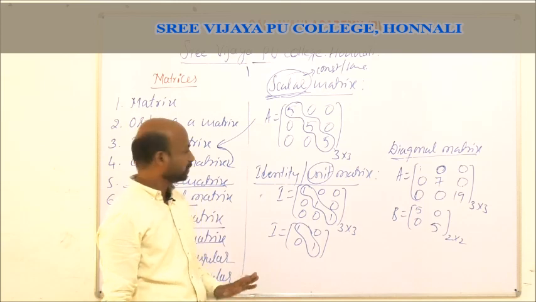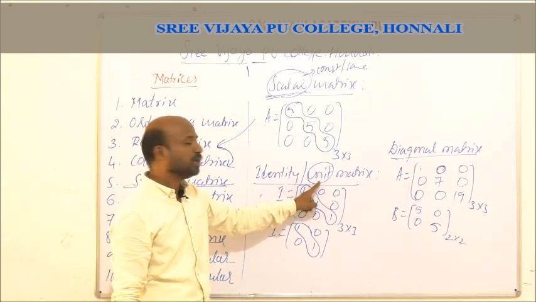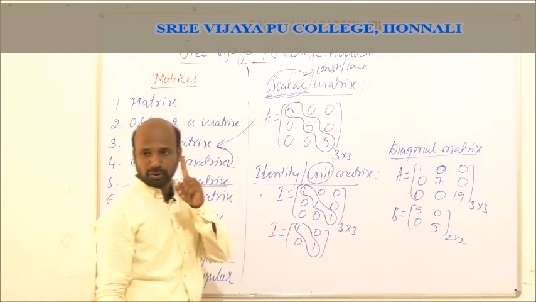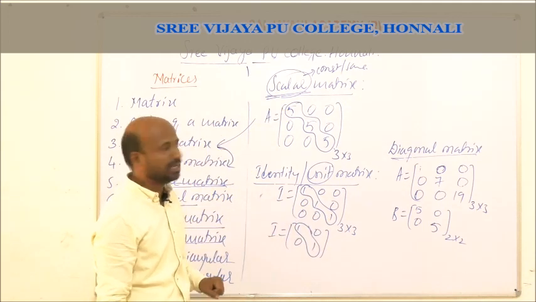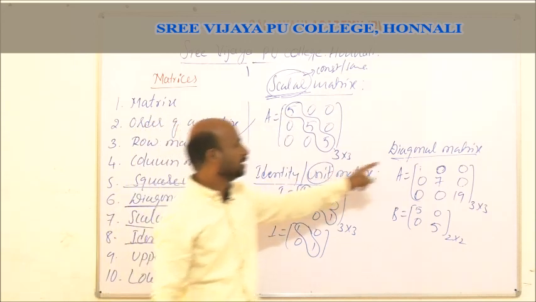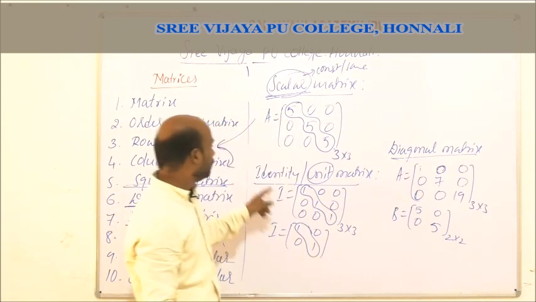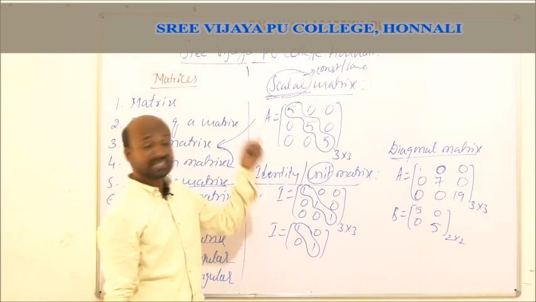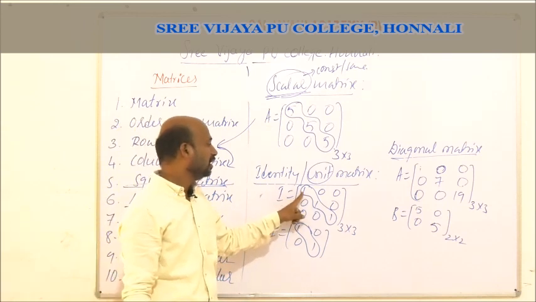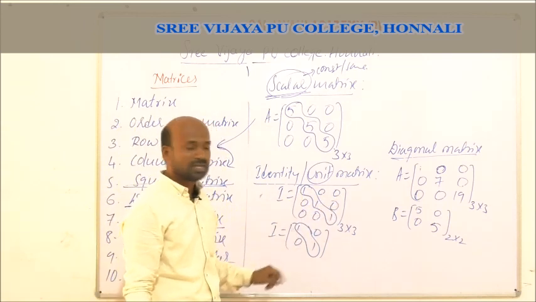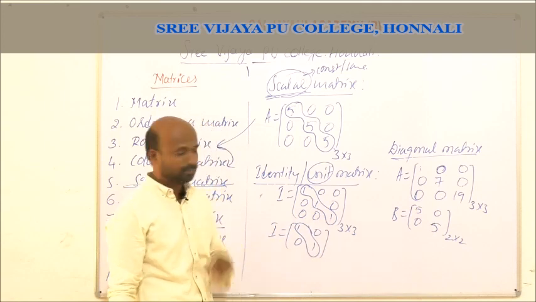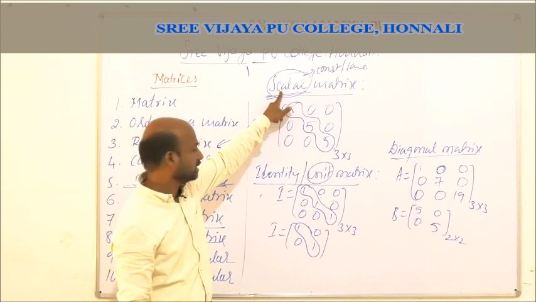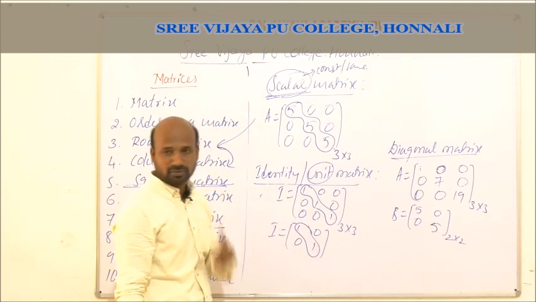Equal to 1 must hold. So identity matrix or unit matrix is a scalar matrix in which all the diagonal elements are equal to 1 only. So this is identity matrix, and this is the scalar matrix, and this is the diagonal matrix. Identity matrix is a square matrix in which all the non-diagonal elements are zeros and diagonal elements are equal to 1. Or identity matrix is a scalar matrix in which all the diagonal elements are equal to 1.